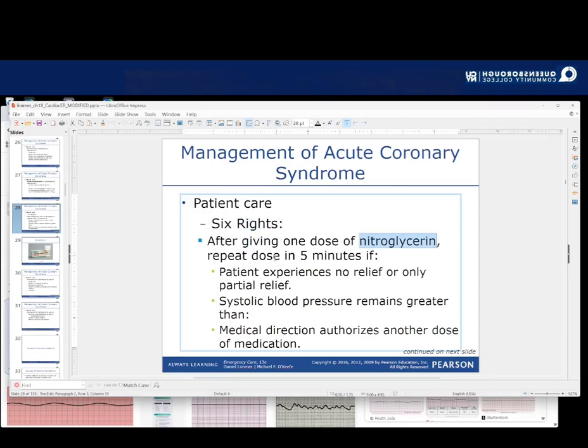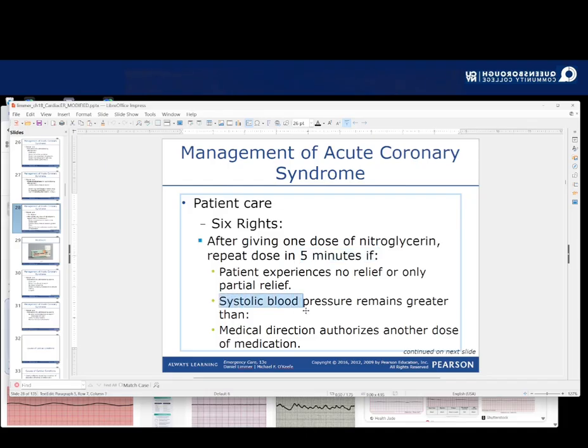After giving nitro, you are allowed by New York State to give a second one in 5 minutes. But before you do that, since we've been talking about blood pressure, you really want to check blood pressure. Now, nitro won't have an effect immediately. So as soon as you put one in the mouth, don't check the blood pressure right away. But 5 minutes after you give nitro, you want to check their blood pressure again.